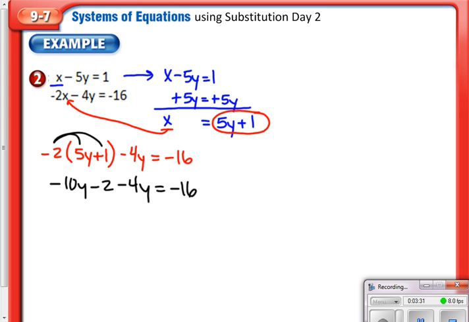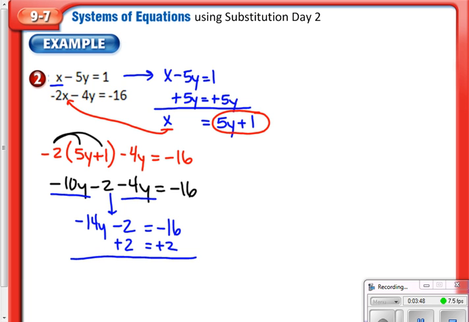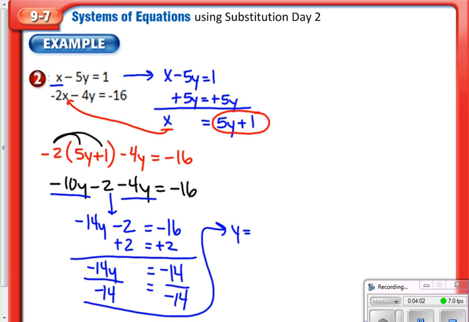Next, I'm going to combine like terms on the left side. That is negative 10y and negative 4y, which is negative 14y. I'm going to drop down negative 2 equals negative 16. To get y alone, add 2 to both sides, and we wind up with negative 14y equals negative 14. Divide by negative 14 on both sides, and we find out that y equals, well, negative 14 divided by negative 14 is 1.